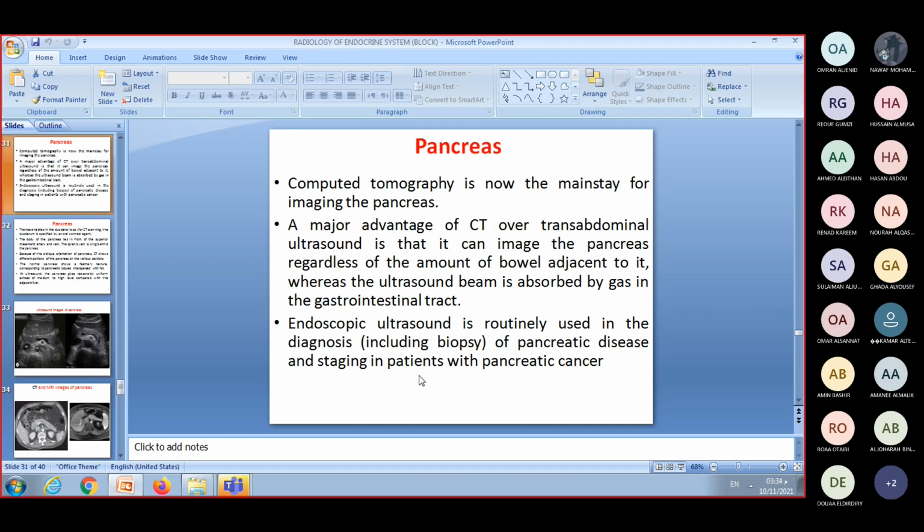This technique, ultrasound with endoscope, which is endoscopic ultrasound, is used routinely in assessment of pancreatic disease. It has the advantage that it can be used for taking a biopsy from the pancreatic lesion, and this helps in staging of pancreatic cancer. You got it again? Yeah, clear, doctor.